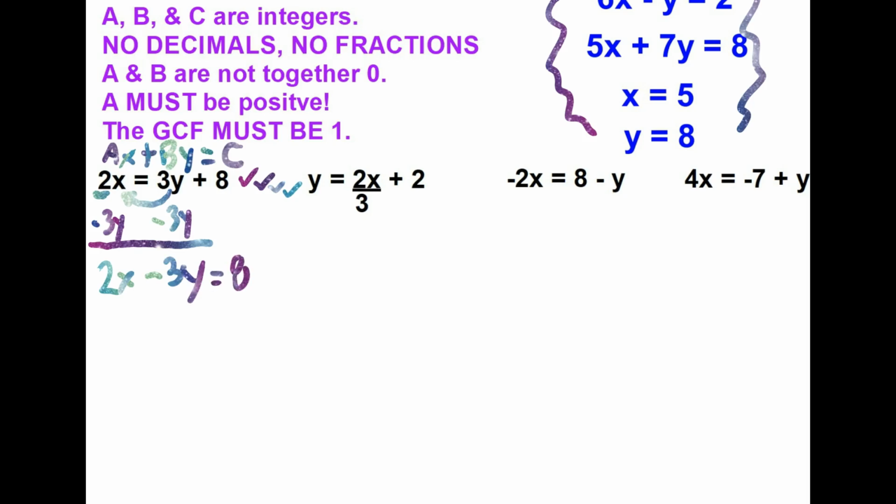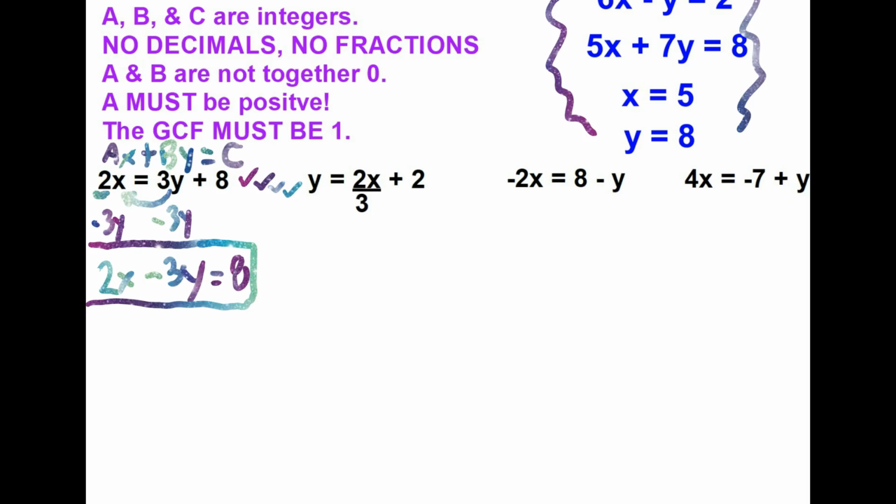We already checked everything else off. 2x minus 3y equals 8. Yeah, this is standard form. That's the standard form of that equation. All right, let's come over here and check. So A, B, and C are all integers. Nope, you can't put a check there.